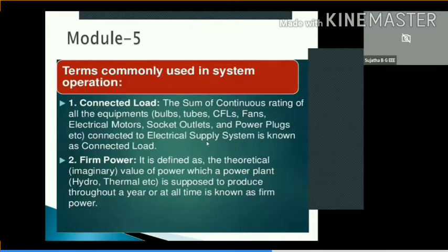So they are connected to the electrical supply system is known as connected load. Is it clear? Then firm power. What is firm power?